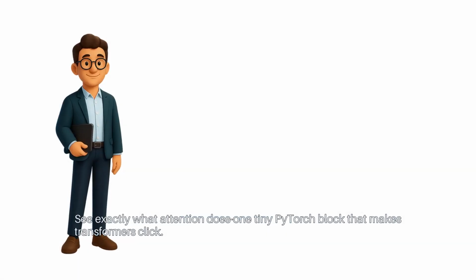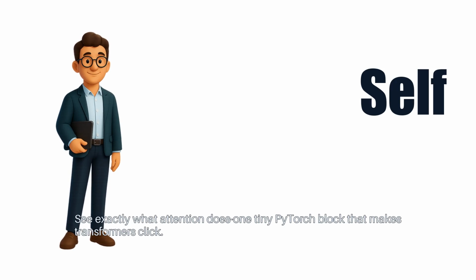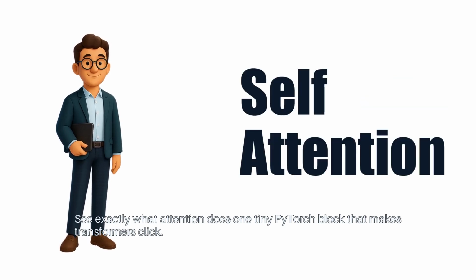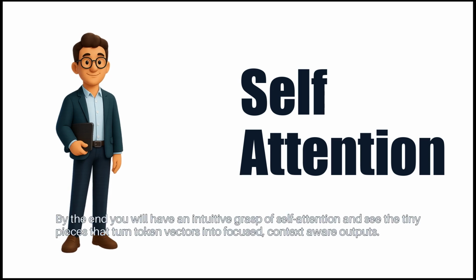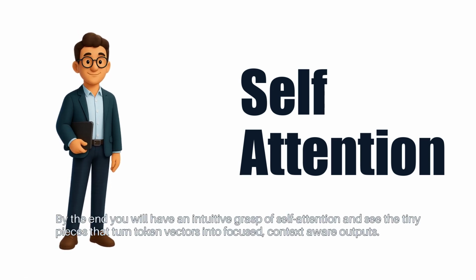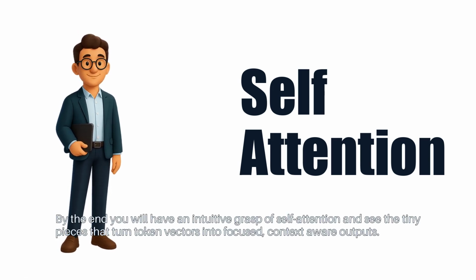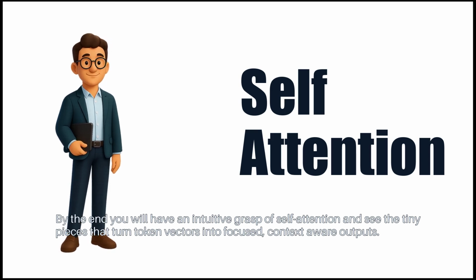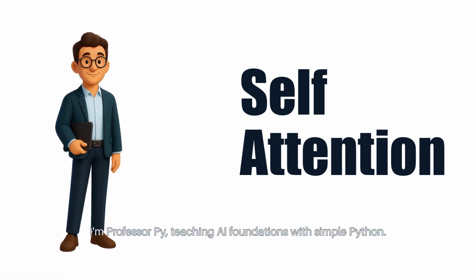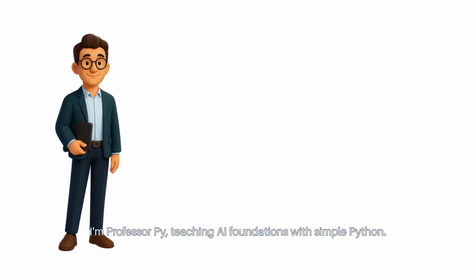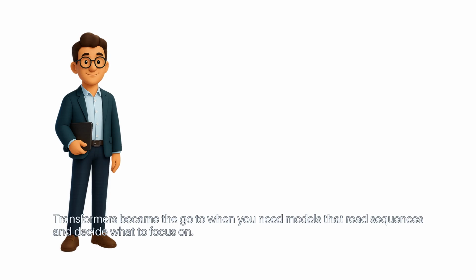See exactly what attention does. One tiny PyTorch block that makes transformers click. By the end, you will have an intuitive grasp of self-attention and see the tiny pieces that turn token vectors into focused, context-aware outputs. I'm Professor Pi, teaching AI foundations with simple Python.